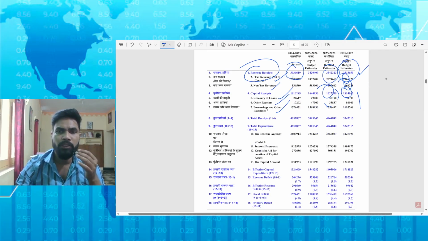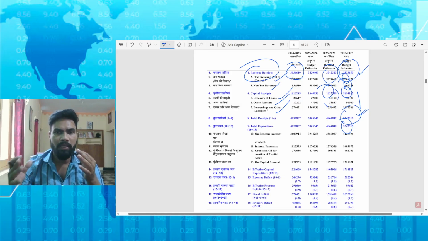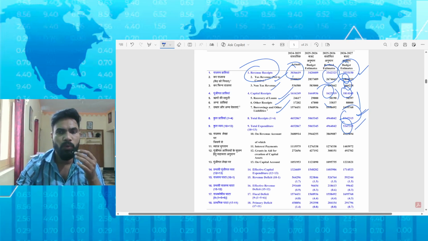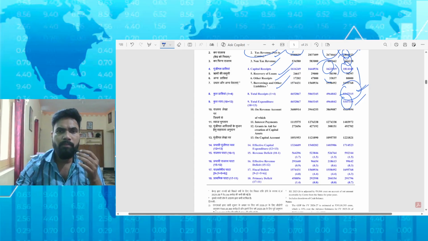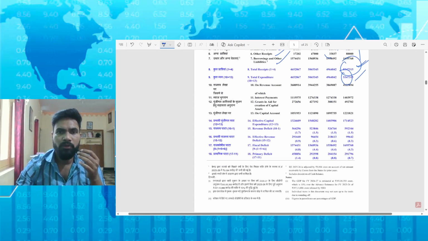So in this way, total receipts of the government are 53 lakh 47,000 crore rupees. Roughly, you can say this is the size of the budget. At the same time, you see total expenditure. Generally, in the budget, total receipts will be equal to total expenditure. The budget has to be balanced. So the same figure, 53 lakh 47,000 crore. Then you can go on seeing the figures.